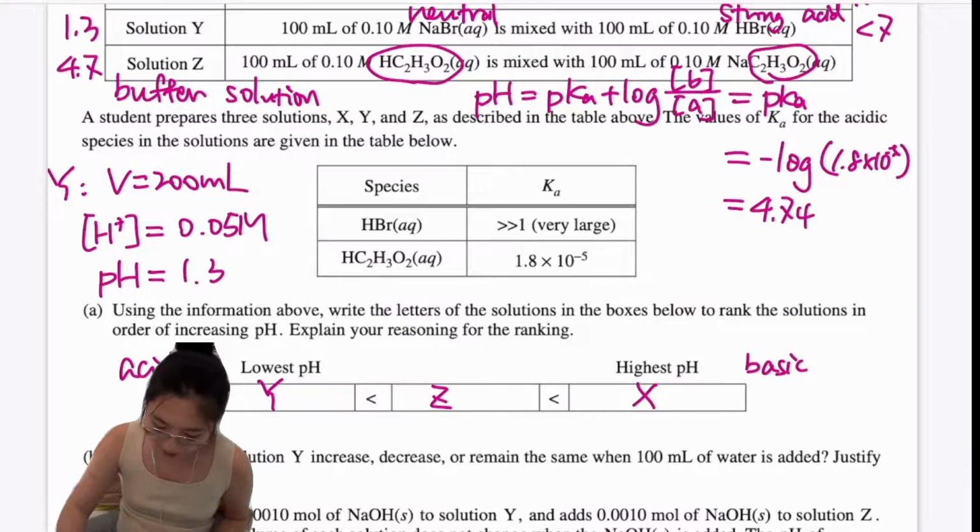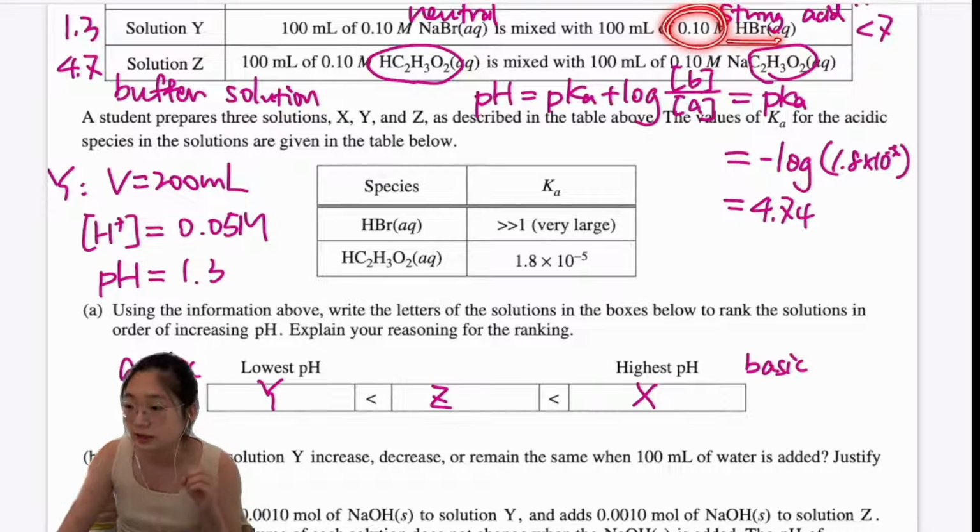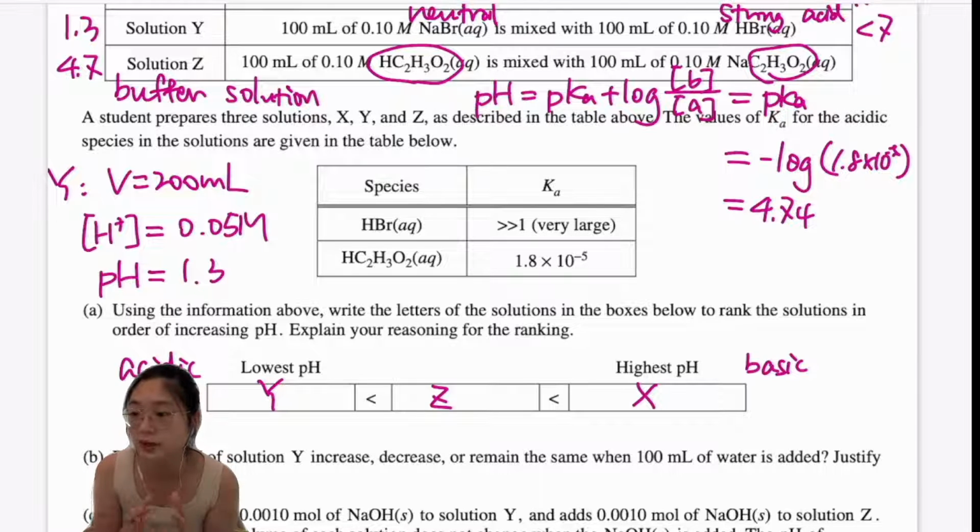So in solution Y, we have 100 milliliters of some neutral solution, another 100 milliliters of the strong acid, and that's why the concentration of the strong acid is diluted to 1/2. So when you add an extra 100 milliliters, the total volume of this solution increases, while the number of moles of the protons remains the same, which means the concentration of the proton decreases, which increases the pH value.